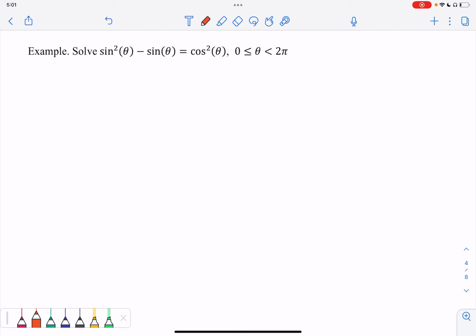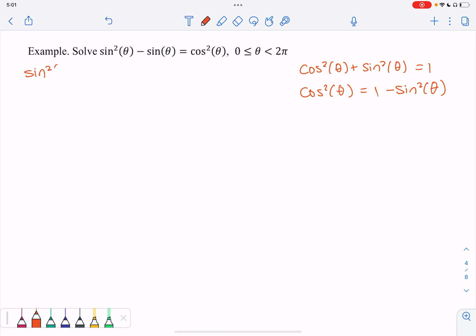So as a reminder, I have the identity cosine squared theta plus sine squared theta equals 1. And because I have 2 sine terms and 1 cosine term, I'm going to try to get rid of that one. So I'm going to solve this, and cosine squared theta, I can see, is equal to 1 minus sine squared theta. So I'm going to replace cosine squared theta with 1 minus sine squared theta. So that gives me sine squared theta minus sine theta equals 1 minus sine squared theta.